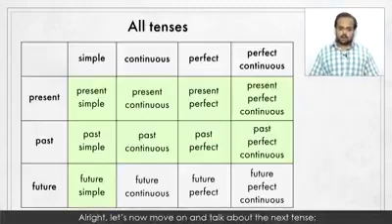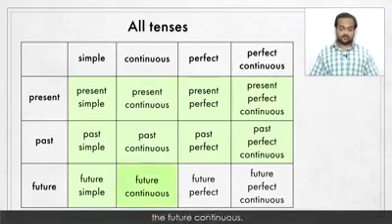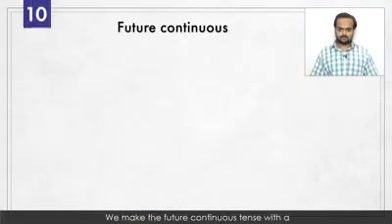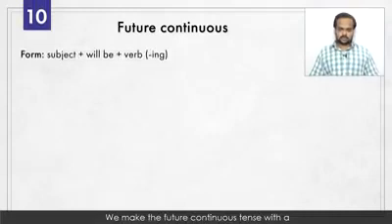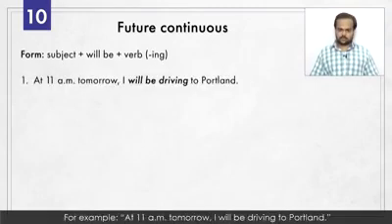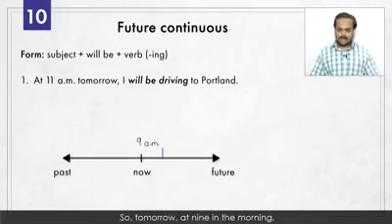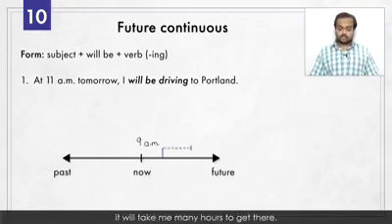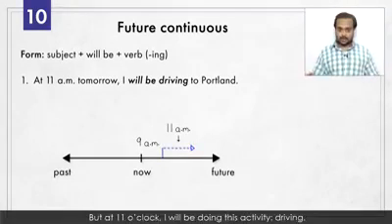All right, let's now move on and talk about the next tense, the future continuous. We make the future continuous tense with a subject plus will be plus a verb in continuous or ing form. For example, at 11 a.m. tomorrow, I will be driving to Portland. So tomorrow at 9 in the morning, I'm going to start driving to Portland. It will take me many hours to get there, but at 11 o'clock, I will be doing this activity, driving.